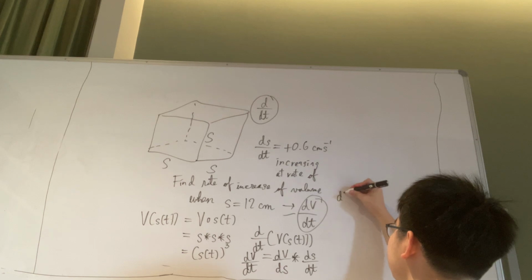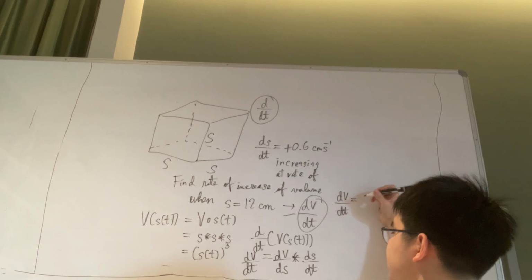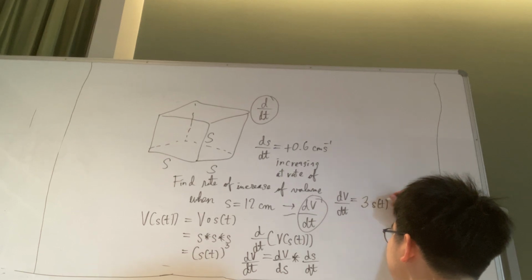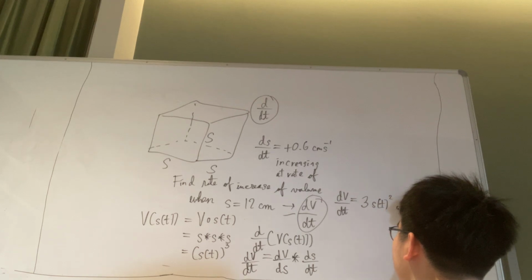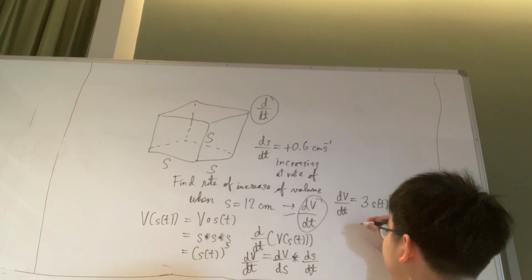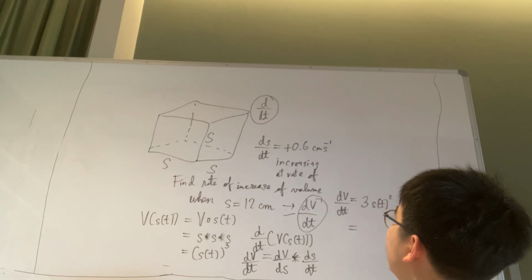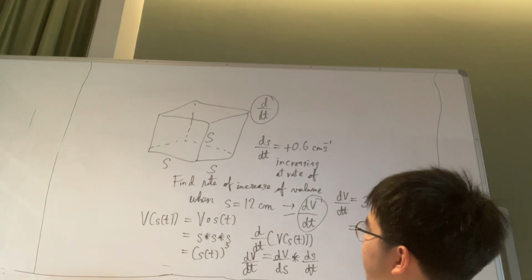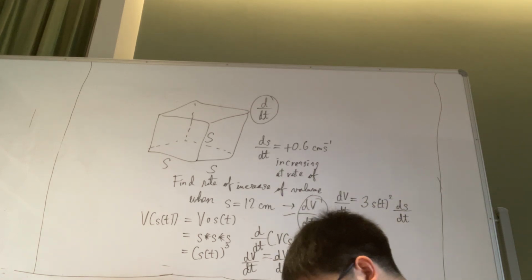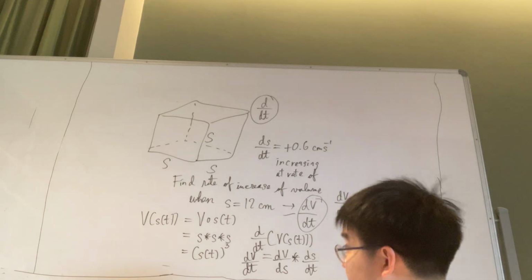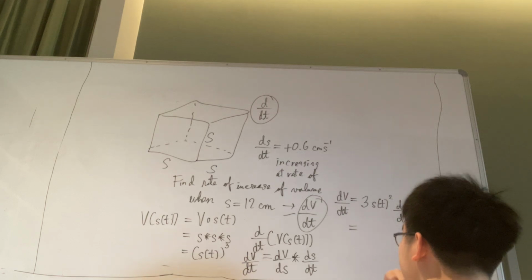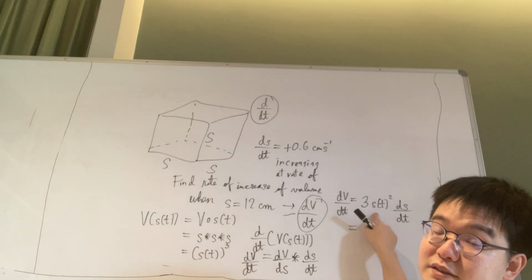So then dV/dt in this example is 3 S of t squared, and then you multiply by dS/dt in this case. And we're given dS/dt, that's 0.6, but we need to find when S equals 12. It doesn't specify, it doesn't have to, you could specify what time it is, and then, oh wait, we don't have a cube function. Never mind, it has to be a constant. Okay. But if S were non-constant, then this is how you do it.